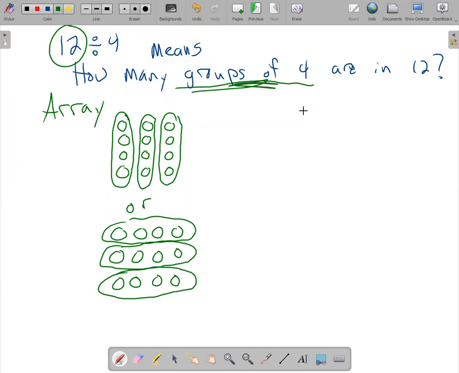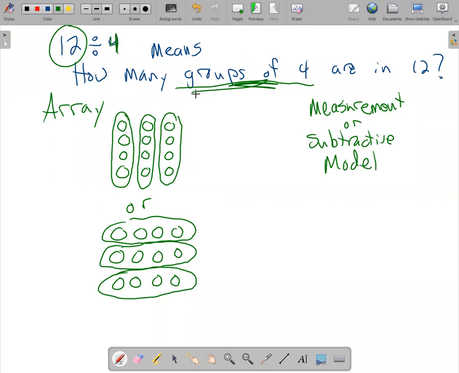And this method, again, is called either the measurement method or measurement model or subtractive. And the key is the number I'm dividing by here determines how big the group is. You're presenting this to a class. Do you think it's better to relate it to subtraction by calling it the subtractive model? Do you think it's better to keep it separate by calling it a measurement?